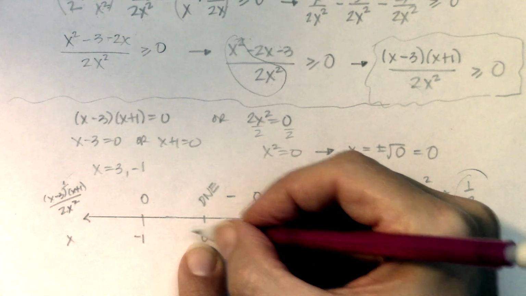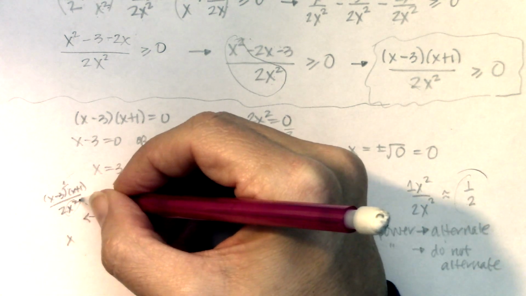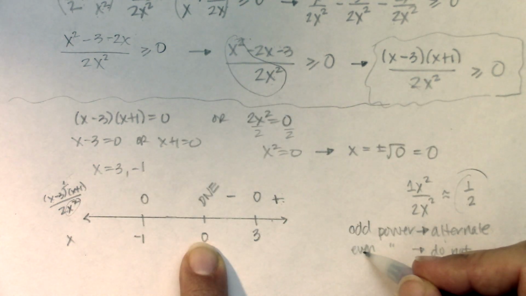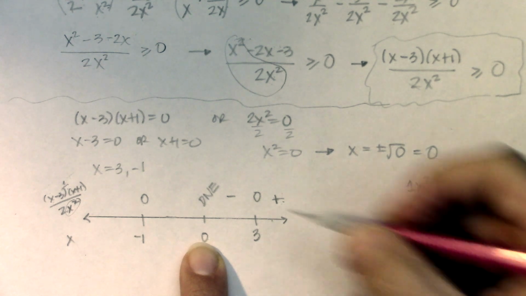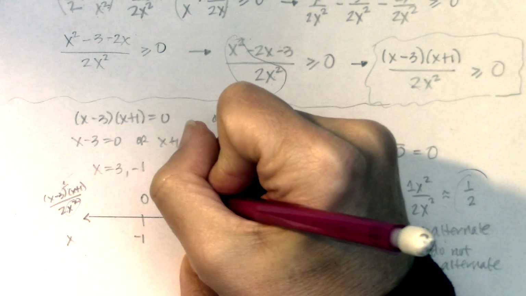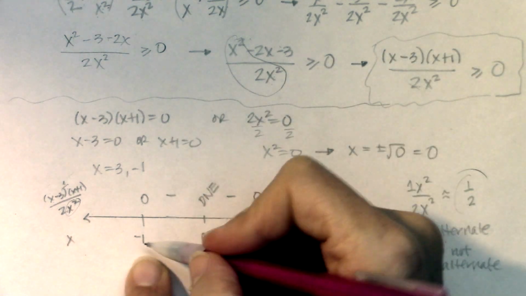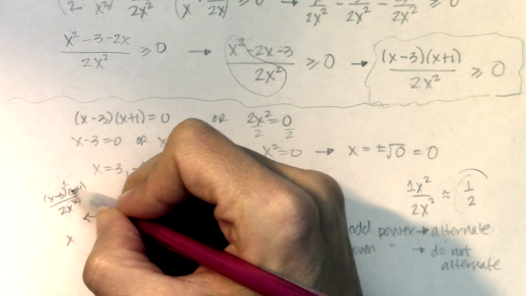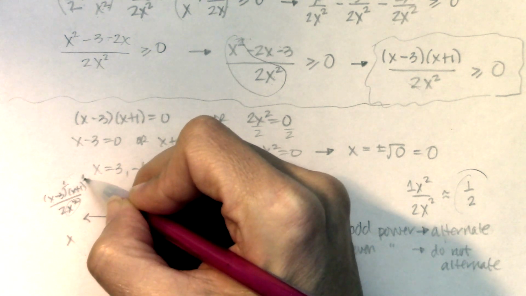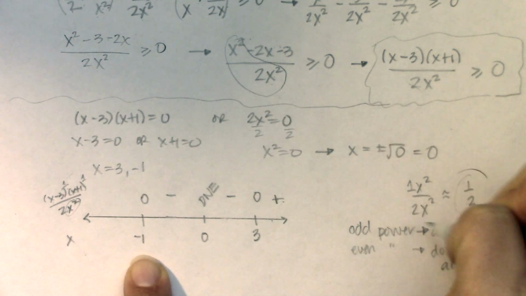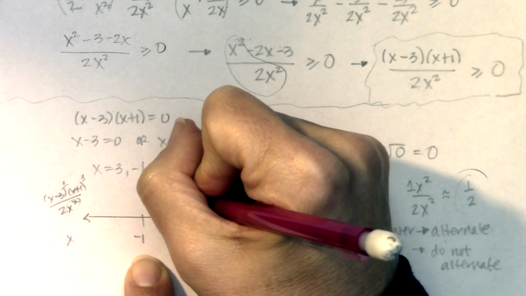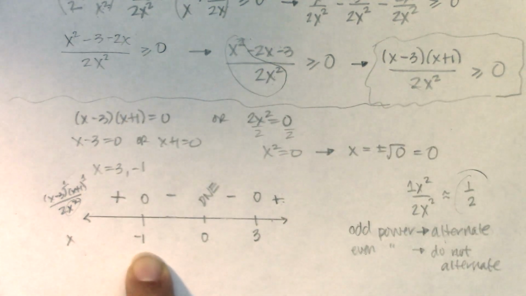Then I hit this X value of 0. That came from X squared. Since that is an even power, I'm not going to alternate. So if this was a minus, I'm not going to change it, I'm just going to keep it as a minus. All right, then we run across -1. -1 came from X plus 1, which had an odd degree there. Right? And since it was odd, I'm going to alternate, so I'm going to change from minus to plus.